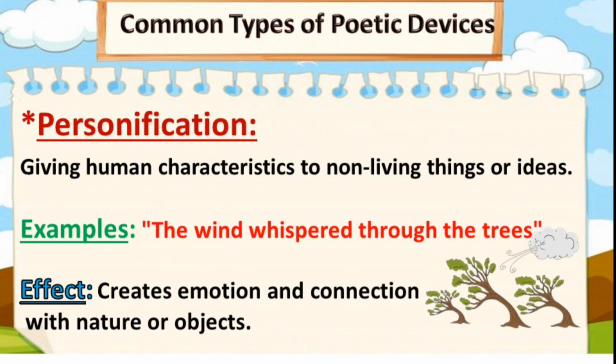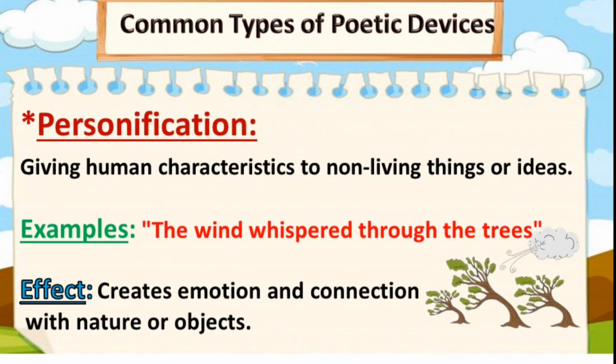Next is personification. Now, what is personification? Personification means it gives human characteristics to non-living things or ideas. Now, we'll understand through an example. The wind whispered through the trees. Can the wind whisper? No. But what is done here?